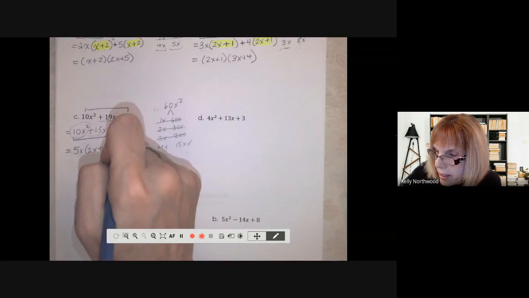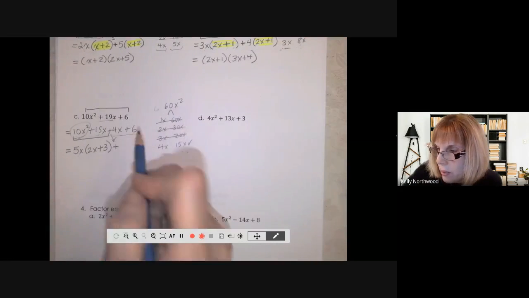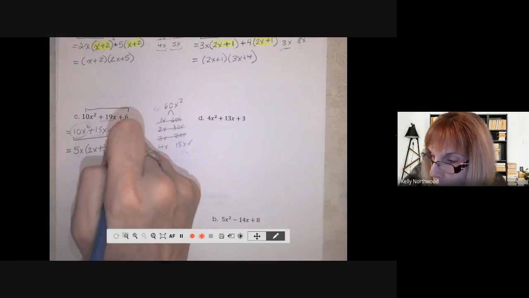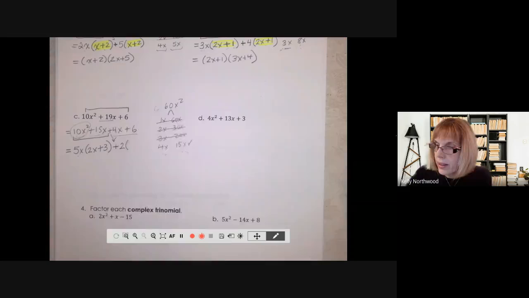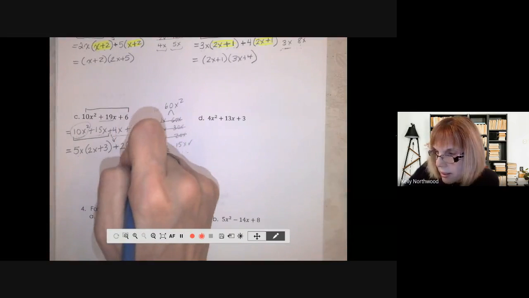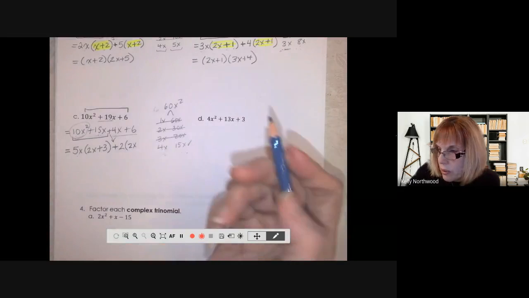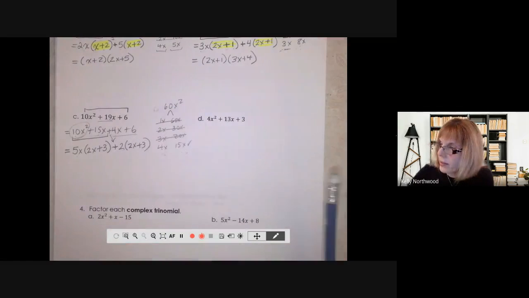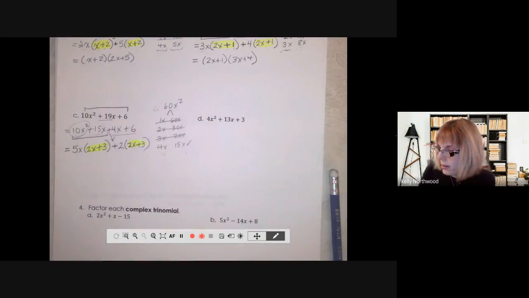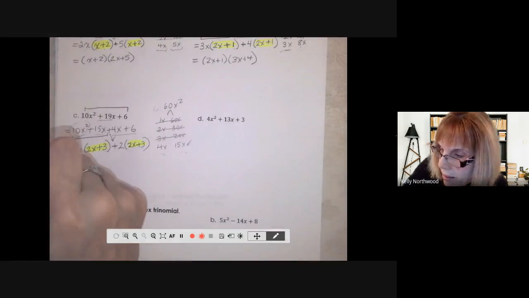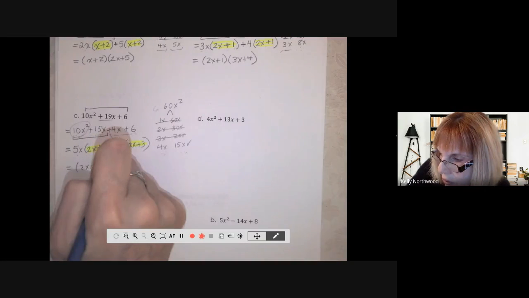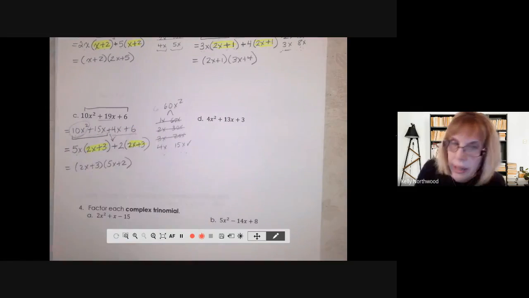Then you need the plus sign to come next. And then what's in common with 4x and 6? 2, hopefully you say. 2 times what gives you positive 4x? 2x. And positive 2 times what gives you positive 6? Positive 3. Common binomial, yay. Common binomial is your common factor, and the leftovers form the other bracket.